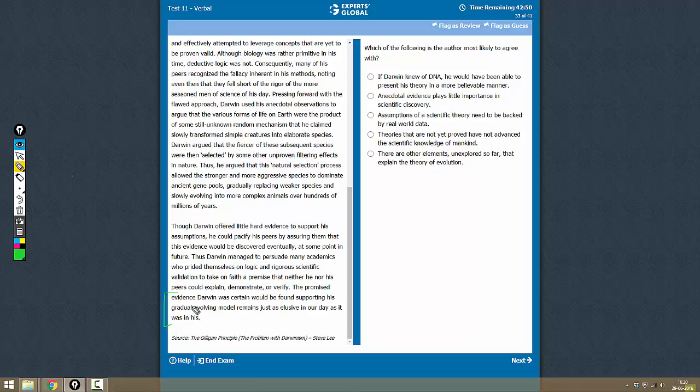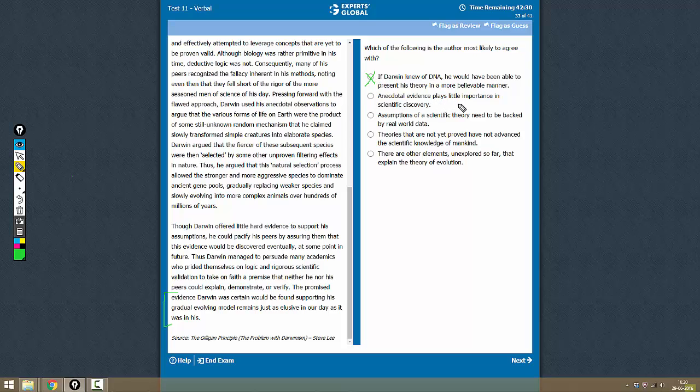Right, so this includes DNA. That means today we know DNA, but still we don't know whether Darwin's theory is true. So that means at the time, if Darwin also knew DNA, probably he would still not have been able to make the theory more believable. So quite a tricky answer choice, but this is not true.